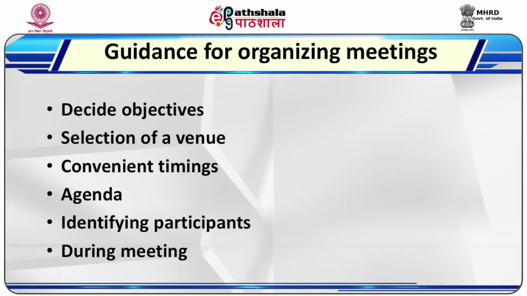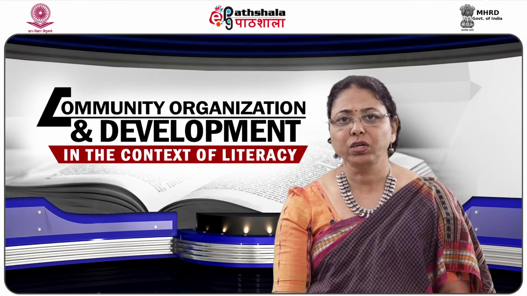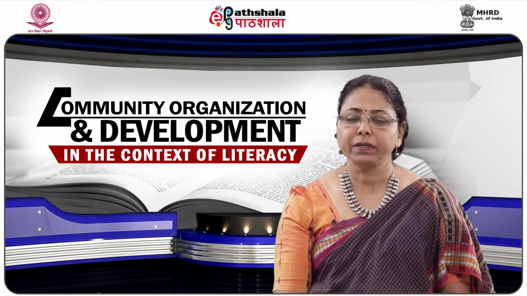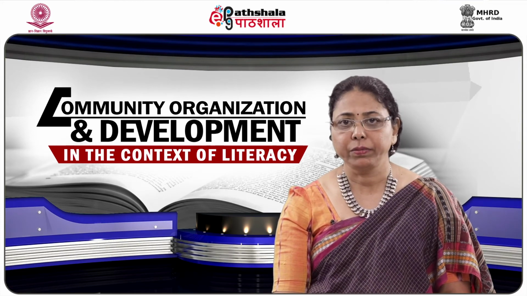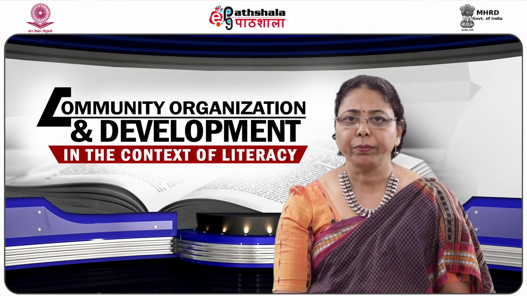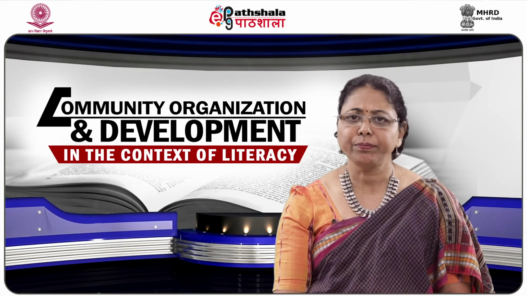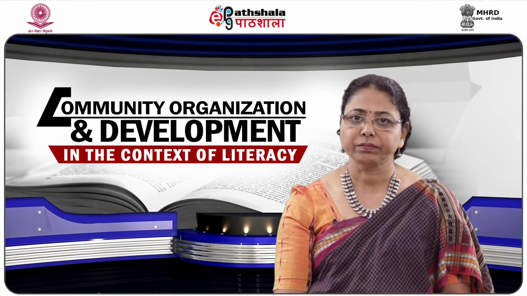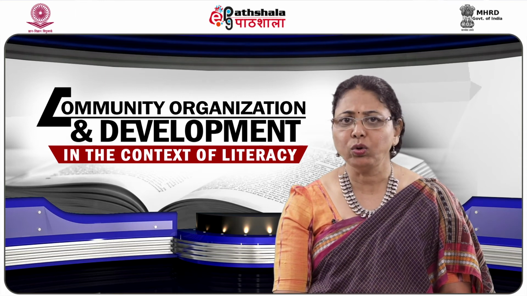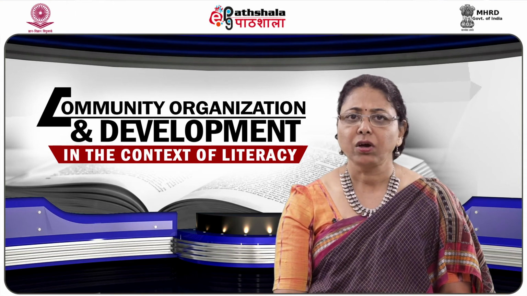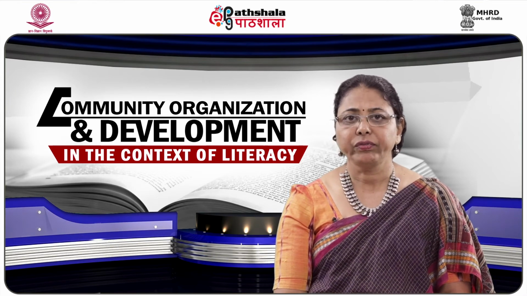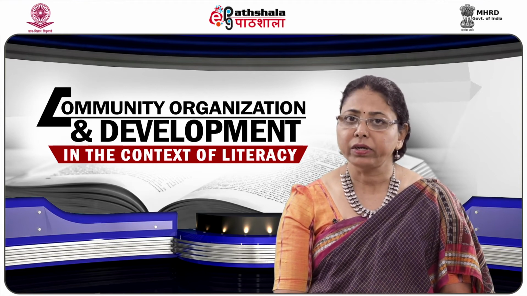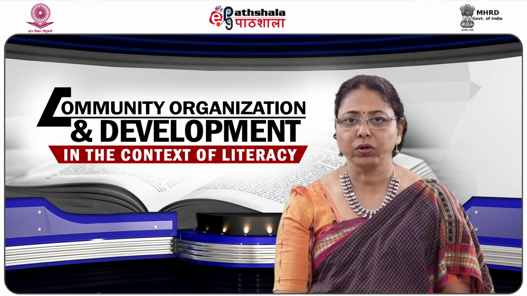The next point is agenda. Agenda refers to the list of most important items or issues to be discussed in the meeting. Based on the objectives of the meeting, an agenda should be prepared. Involve some key participants or maybe leaders if possible in preparation of the agenda. Do not keep too many items at a time to discuss in one meeting. If there are many issues to be discussed, the community worker should prioritize them and plan the meeting accordingly.